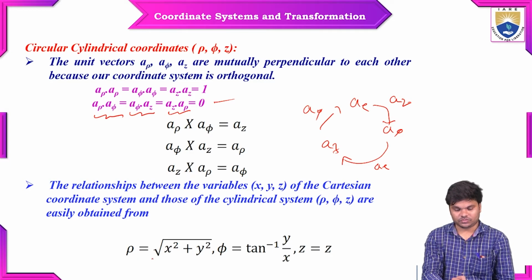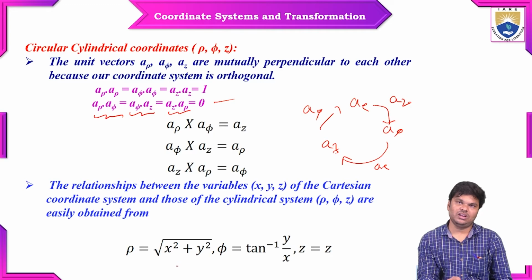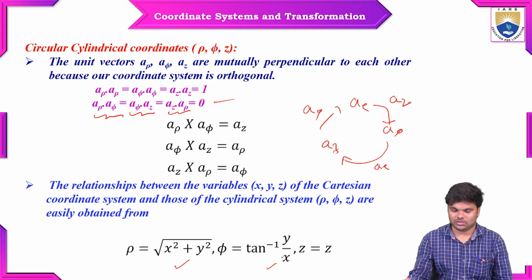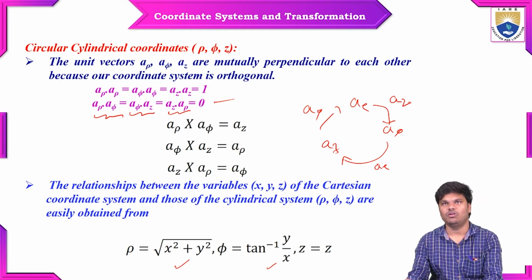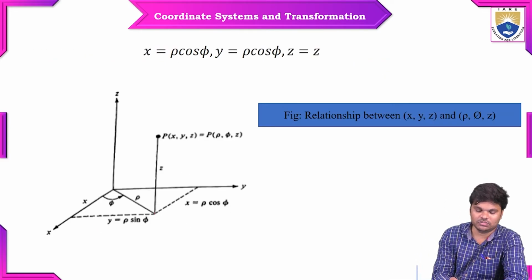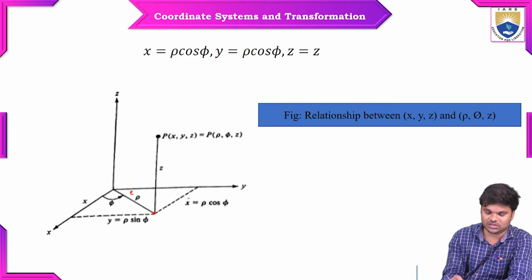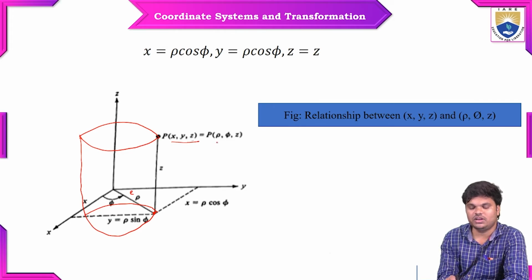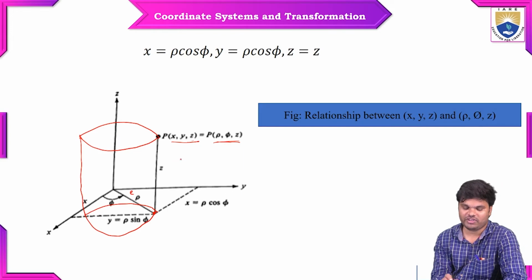Now we define some relationships between Cartesian coordinates and cylindrical coordinates. So these are the relations between Cartesian coordinates and cylindrical coordinates. How do we find this? Let's consider that this is the radius of the cylinder, rho. This is your x-axis and this is your y-axis. This is some point on the cylinder. According to the Cartesian coordinate system, it has coordinates x, y, z. According to the cylindrical coordinate system, it has coordinates rho, phi, z.